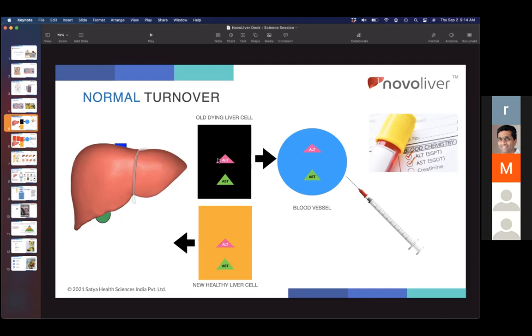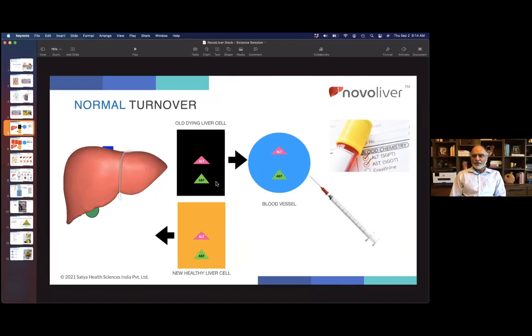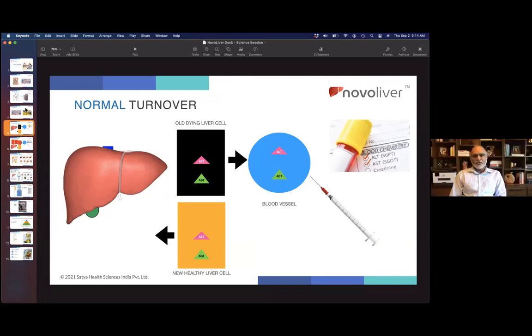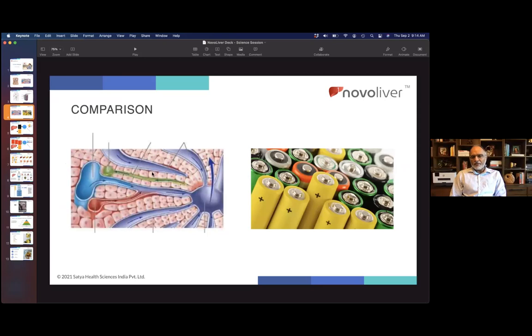So when the old cells die, they break open. Forget my rudimentary attempts at making a cartoon here. When they break open, there's recycling going on. There's constant recycling going on in the body. So this AST and this ALT fall into the bloodstream, because if you remember that picture, every cell has a blood vessel adjacent to it. There is not one cell that does not have a blood vessel adjacent to it.